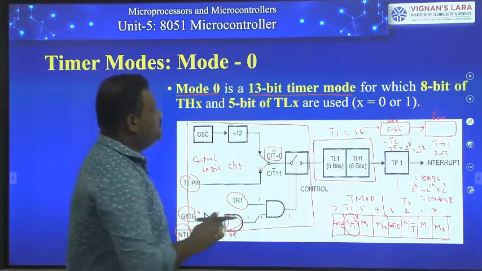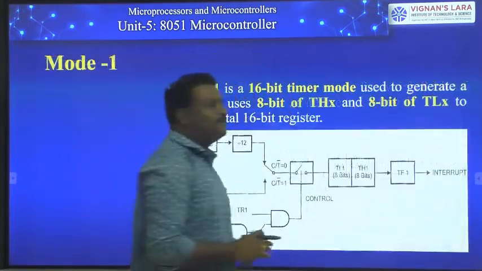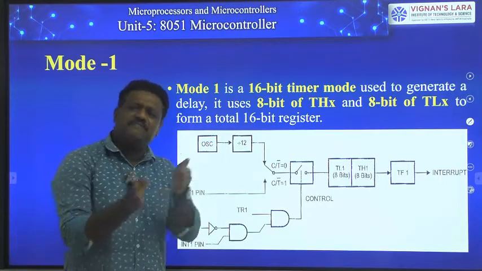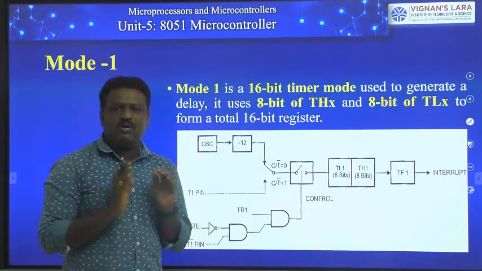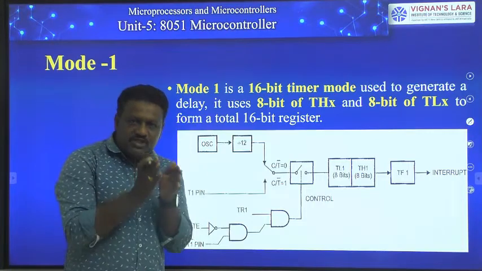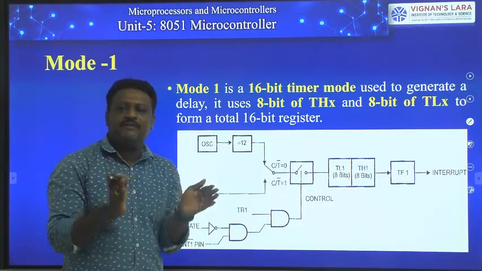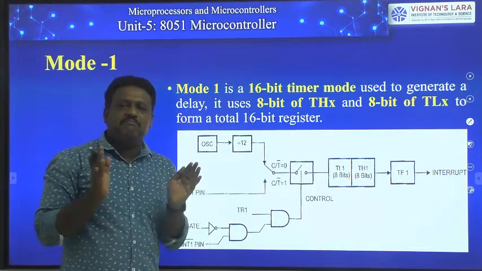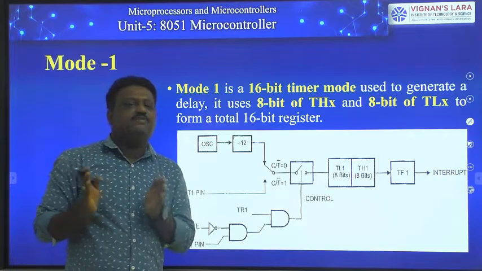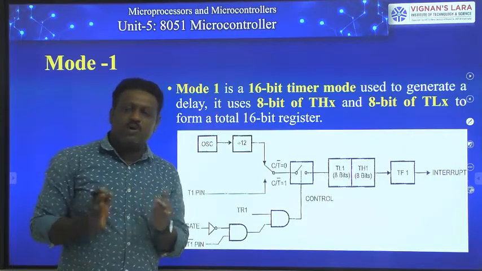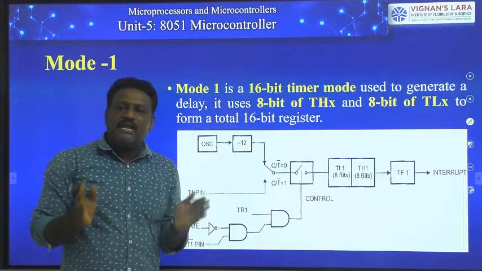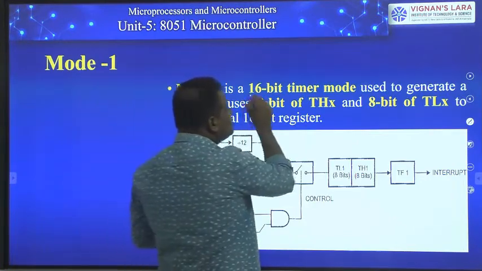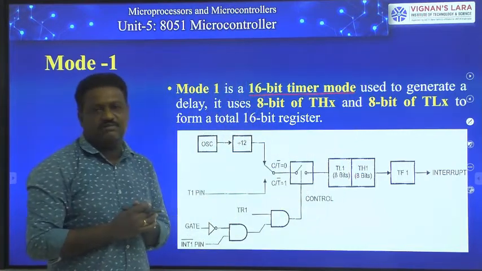And next, I will shift to the next mode of operation, that is mode 1. Your mode 1 operation is the same as mode 0 operation, but the only difference is that in mode 0 operation we are not considering all 8 bits of TL. So that's why there we are using only 5 bits. That's why mode 0 we call a 13-bit timer/counter operation. But in mode 1 we are considering all 8 bits of TL, so mode 1 we call a 16-bit timer/counter operation.